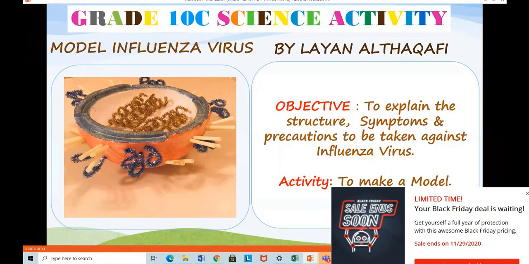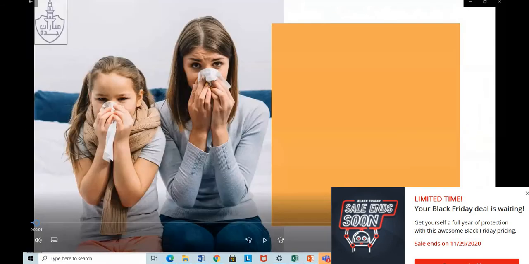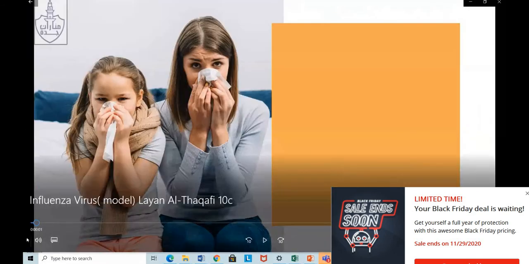The first to present would be Layan Al-Taqafi. She's going to present a model of influenza virus. The objective is to explain the structure, symptoms, and precautions to be taken against influenza virus. And the activity is she made a model. So I'm going to play a video which she made about this influenza virus. So let's watch it. Do let me know if the audio is clear.